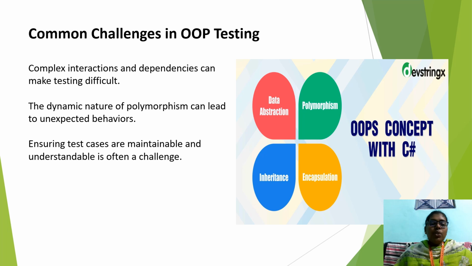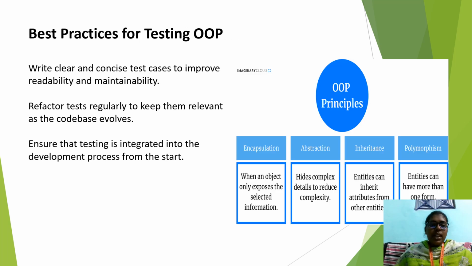Common challenges in object-oriented programming testing. Complex interactions and dependencies can make testing difficult. The dynamic nature of polymorphism can lead to unexpected behaviors, and test cases must stay maintainable and understandable as the code often changes. Best practices in testing object-oriented programs: write clear and concise test cases to improve readability and maintainability. Refactor tests regularly to keep them relevant as the code base evolves. Ensure that testing is integrated into the development process from the start.